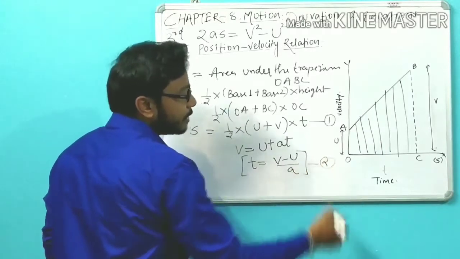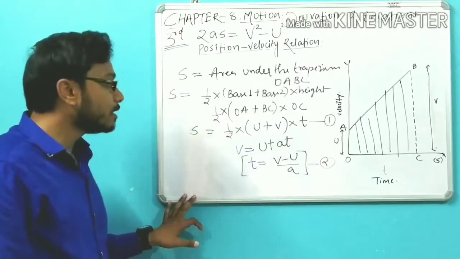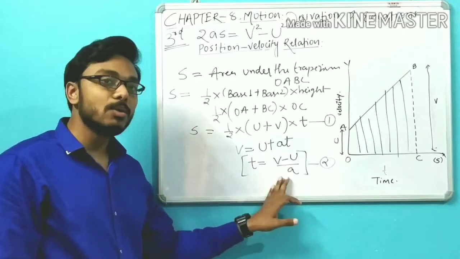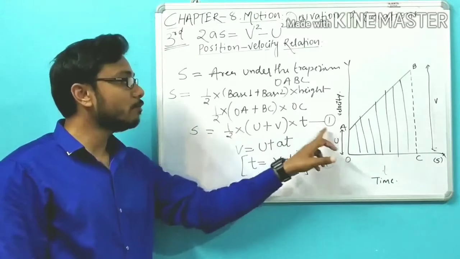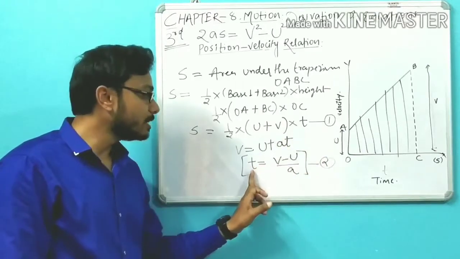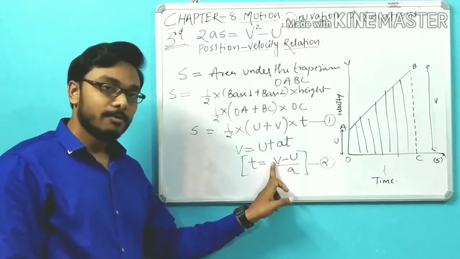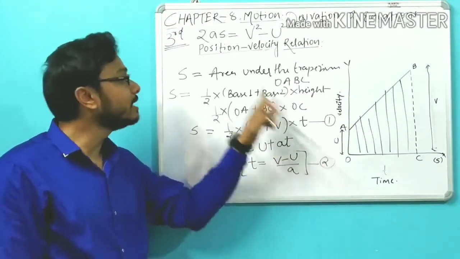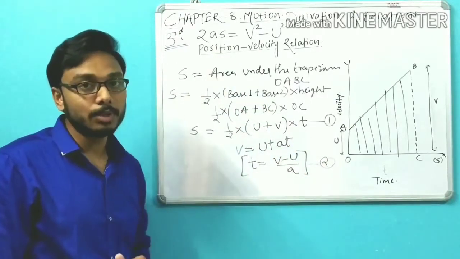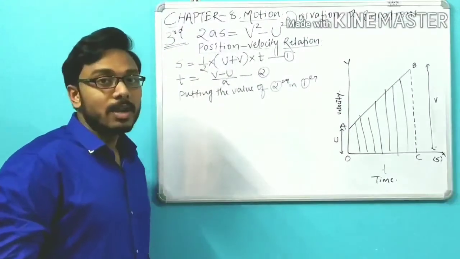This we will name equation number 2. Now further we are going to put the value of equation 2, that is t, in equation 1. So we will put in the value of t, this is (final minus initial) by a, here for getting our third equation of motion. So let us put.